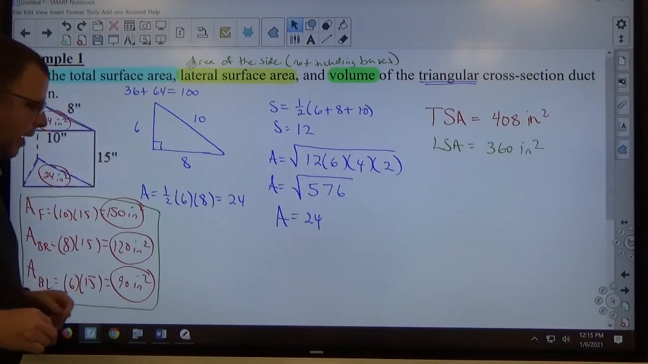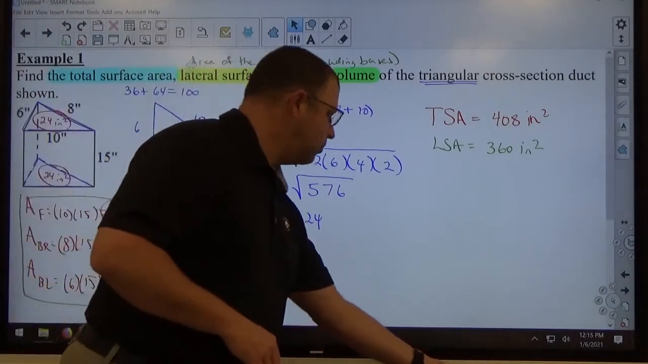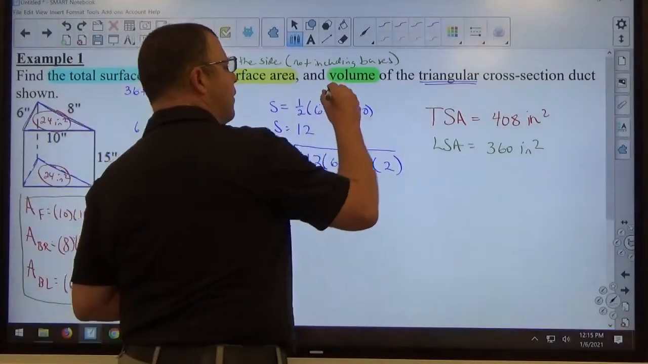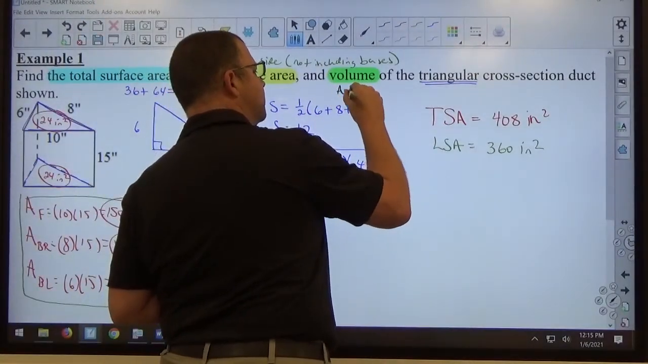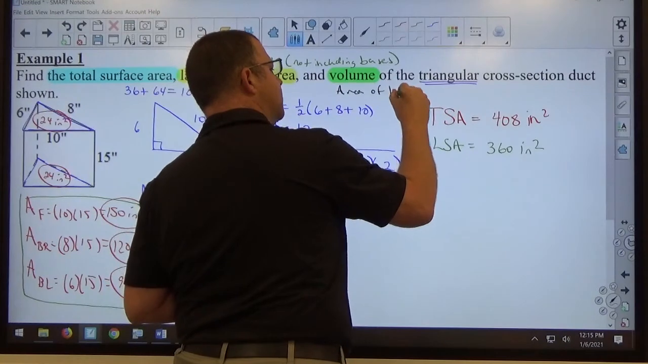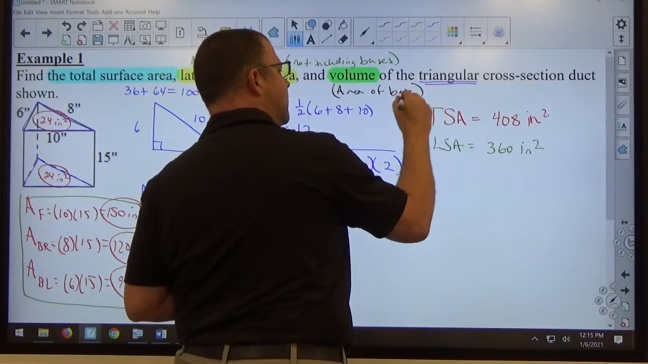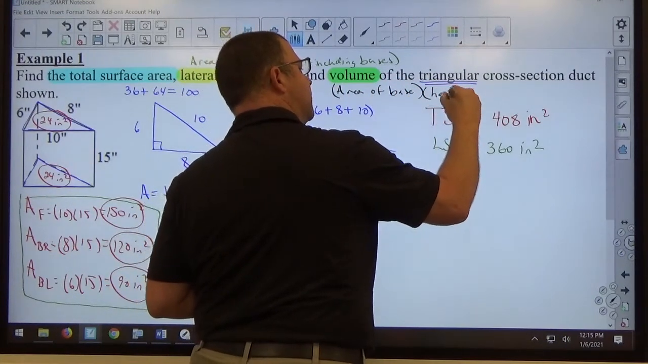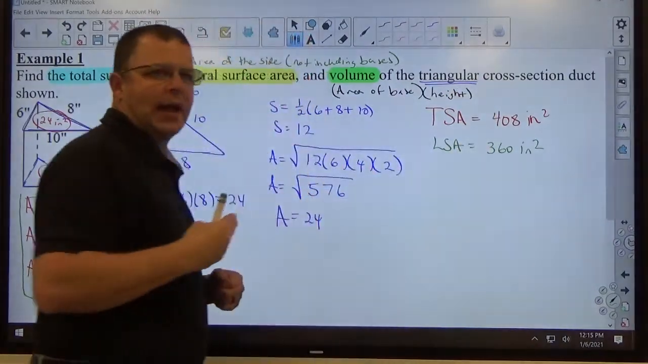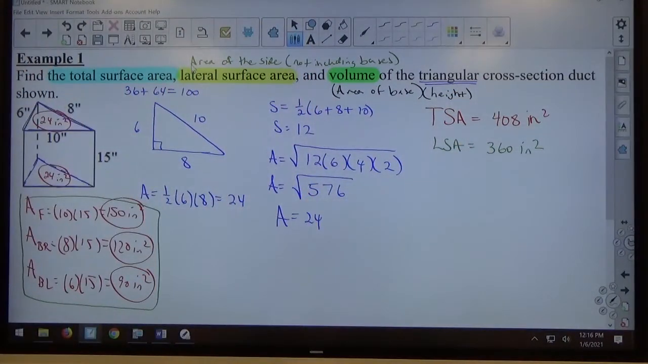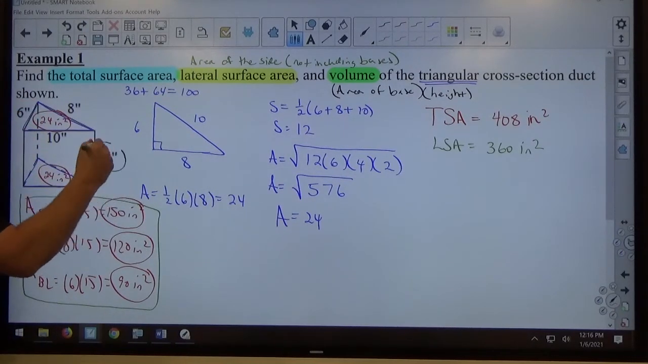All right. Now the final thing to ask for is the volume. And volume is area of base times height. Be careful with the word height. A lot of people see height, they think up and down. If you identify the 2 bases, the distance separating the bases is the height. So in this case, I got a base here at top, a base here bottom. The distance separating those bases is 15 inches. That's the height.